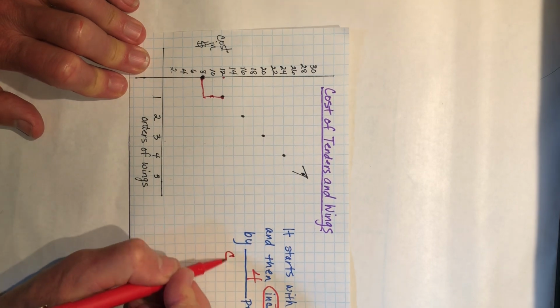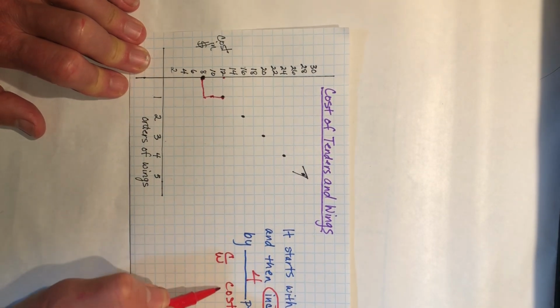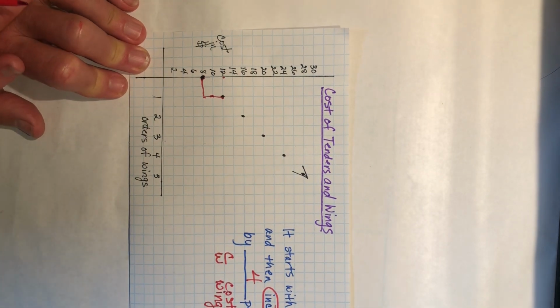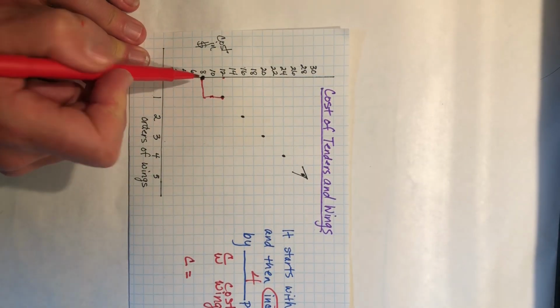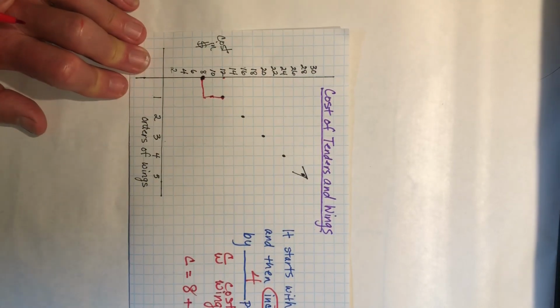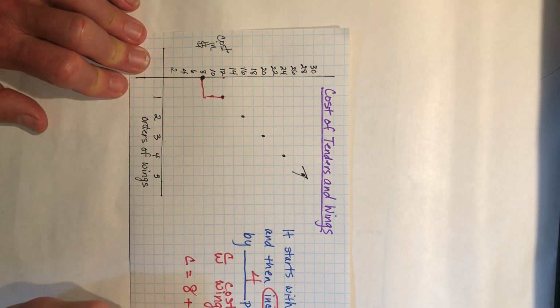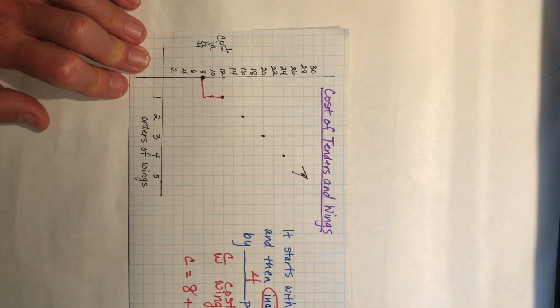So let's use C for cost, and obviously W for wings. Don't use O because it looks like a 0. So the cost will be equal to that start number of 8 plus each order of wings costs $4.